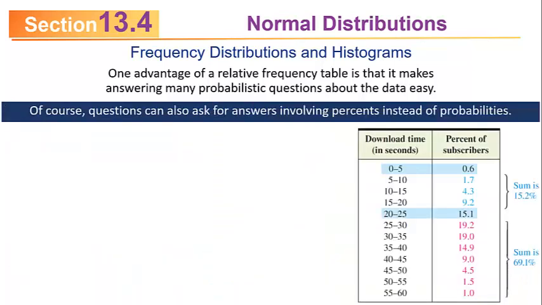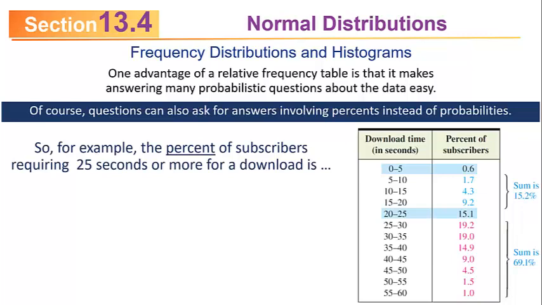Of course, the questions can also ask for answers involving percents instead of doing probabilities. So, for example, the percent of subscribers requiring 25 seconds or more for the download, you just look at all the ones requiring 25 seconds or more. That would be starting at the 19.2 number, add them all up, and you'll get 69.1%.